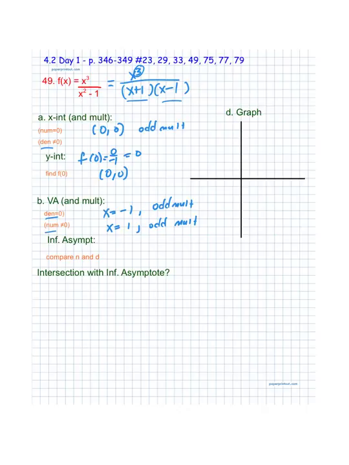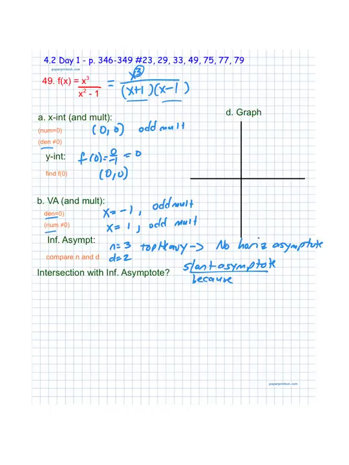The infinite asymptote, we're going to look at the degree of the numerator and the denominator. Here, the degree of the numerator is 3. The denominator is 2. So this function is top-heavy, so it does not have a horizontal asymptote. But since the degree of the numerator is exactly one more than the degree of the denominator, we do have a slant asymptote. That's how we know we have a slant asymptote.